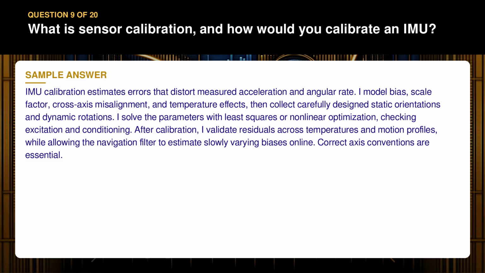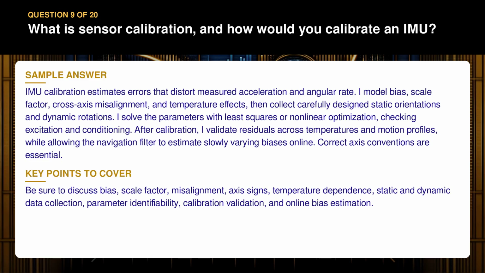After calibration, I validate residuals across temperatures and motion profiles, while allowing the navigation filter to estimate slowly varying biases online. Correct axis conventions are essential. Be sure to discuss bias, scale factor, misalignment, axis signs, temperature dependence, static and dynamic data collection, parameter identifiability, calibration validation, and online bias estimation.